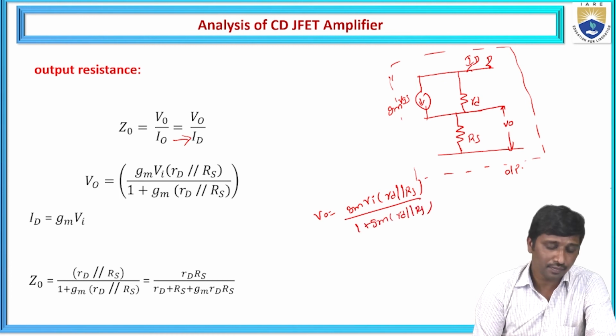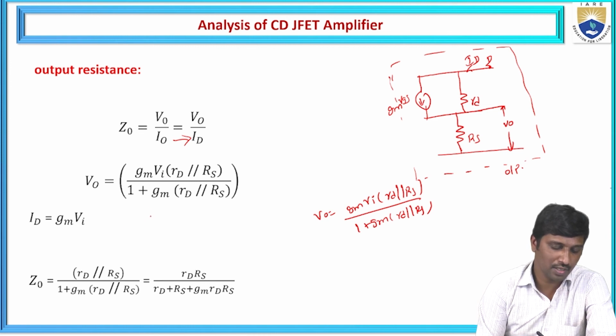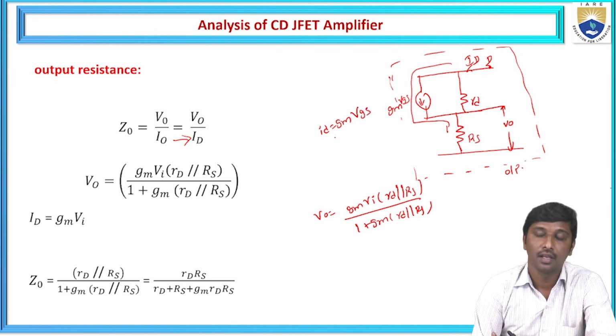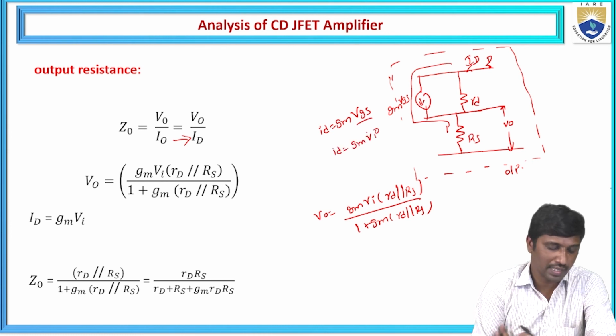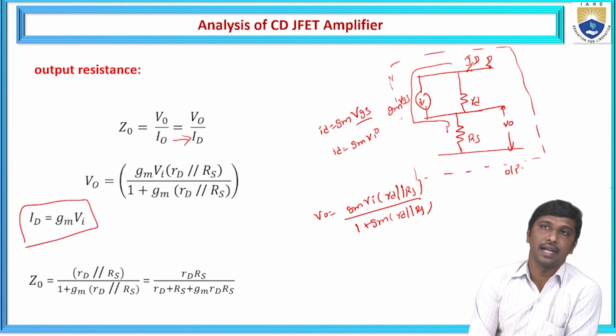RS. This is when the input voltage is short circuit, or the input voltage is constant. Under this condition, from the circuit, ID means the current flowing through this one. Hence, from this we represent that ID is equal to gm into VGS, and VGS is nothing but, here we can take it as Vi, hence gm into Vi. So I consider that ID is equal to gm into Vi.